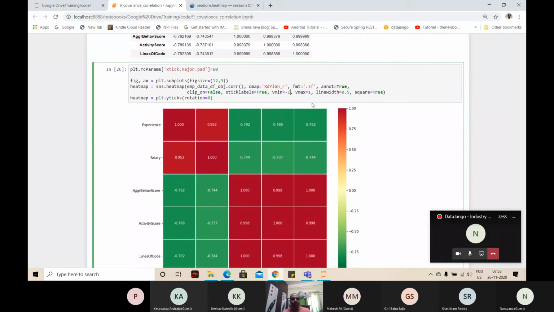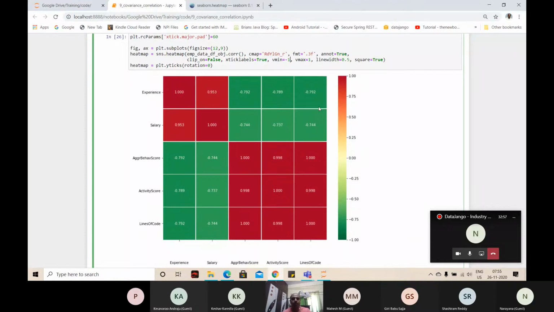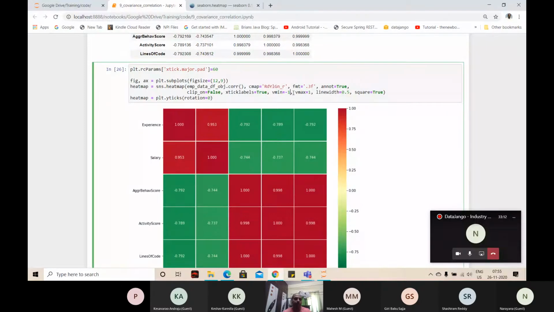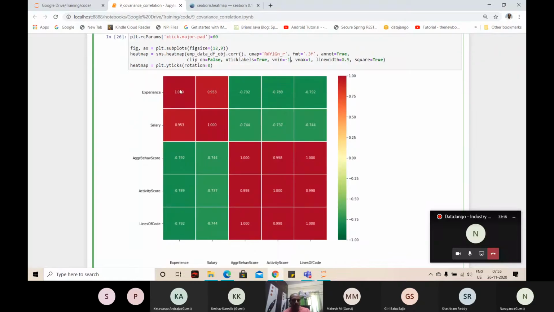Now here, I did -1 and +1. See that? So here the minimum is -1 and maximum is 1 in correlation. So I can take -1 and +1 as the Vmin and Vmax. Okay. Then you will see clearly which ones are very strongly correlated, and if you look at the diagonal, right, it is all 1.